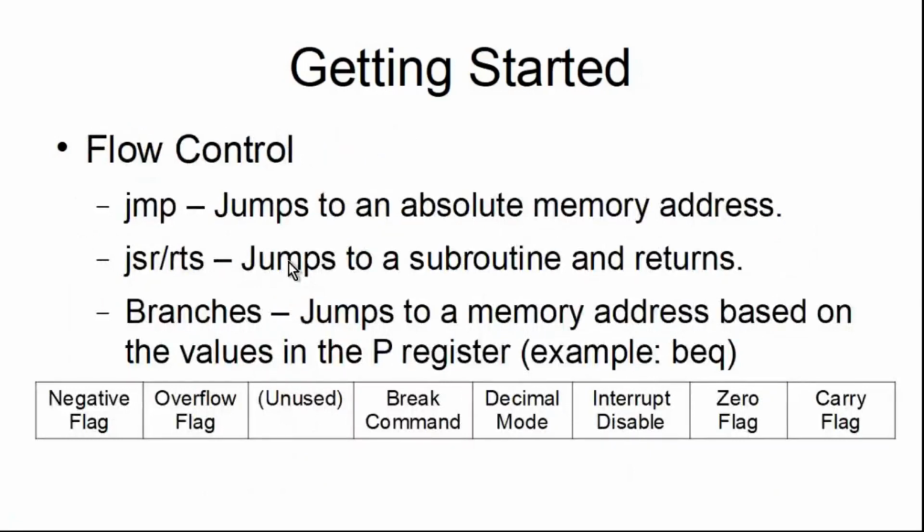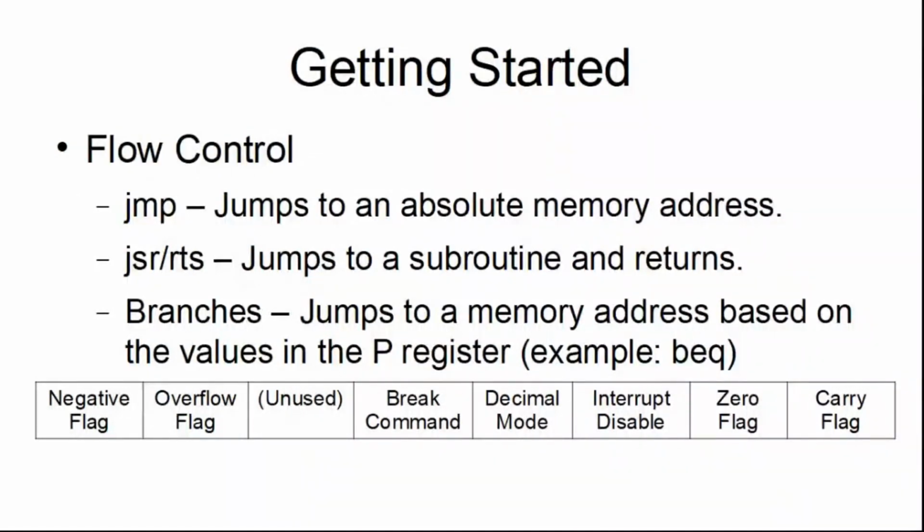Okay, so moving on, we're going to talk about flow control now. Basically, this means it changes how your program runs in terms of jumping to a different part of code in memory. There's a couple different ways to do that. The first one is an unconditional jump. This instruction is called JMP, and it just jumps to a different part of memory. That's all it does. It's similar to a go-to statement if you're familiar with basic programming.